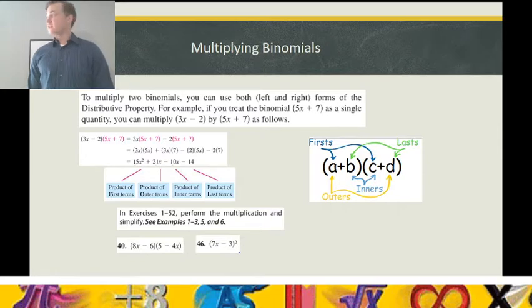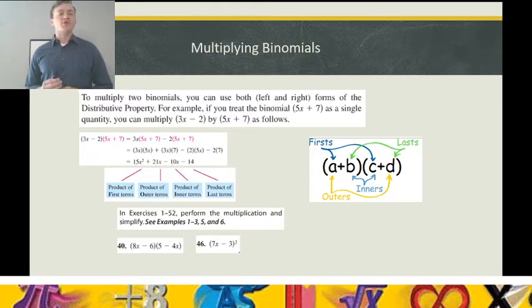Now again, this idea here can be formulated by our FOIL method. Off to the right-hand side, we see there that any binomial a plus b, just in general terms, notice we had the 3x and the negative 2, but those numbers are of course to change as you see number 40. Any binomial a plus b multiplying to any binomial c plus d. We are going to start by multiplying the first terms together. We will multiply a times c.